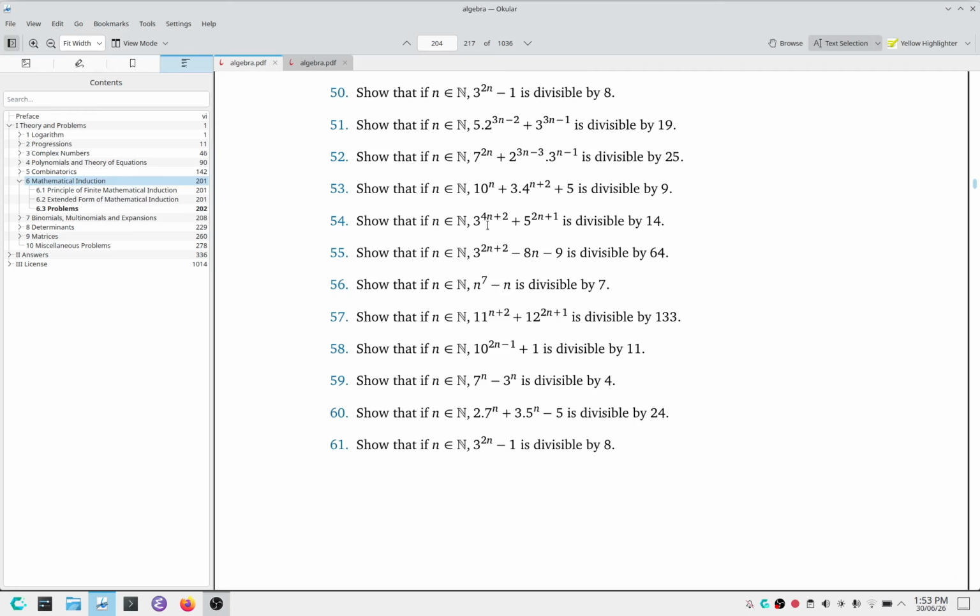Question 54, the expression this time is 3 raised to the power 4n plus 2 plus 5 raised to the power 2n plus 1. And divisibility is with 14.